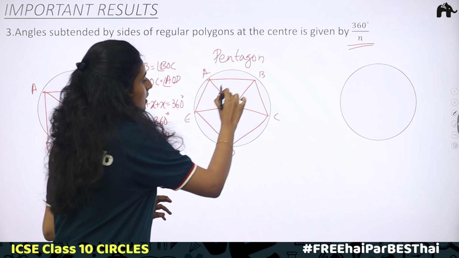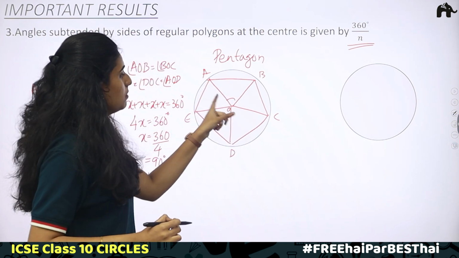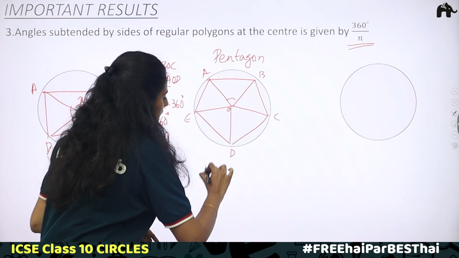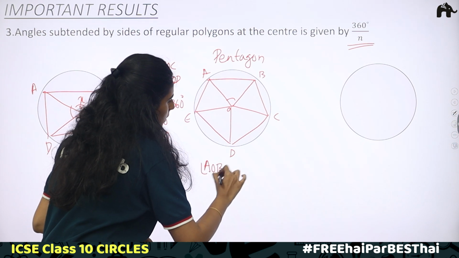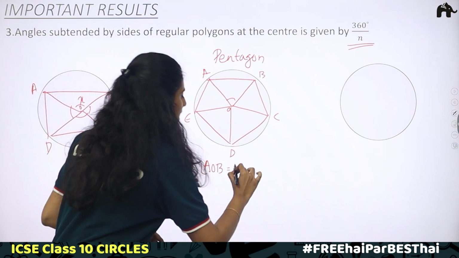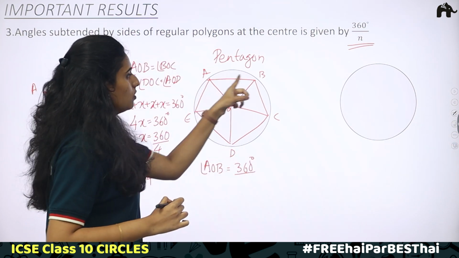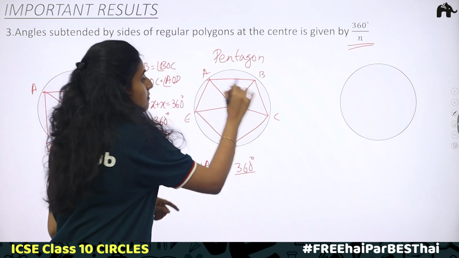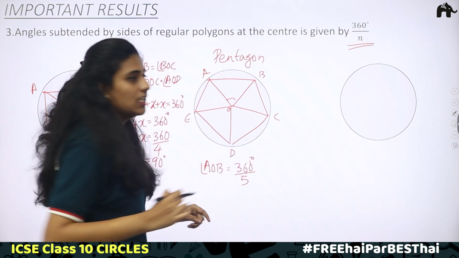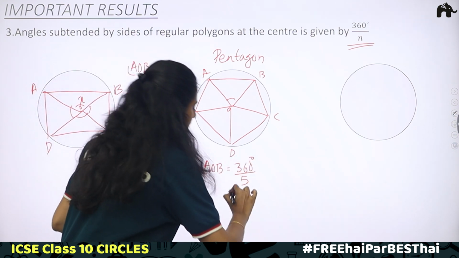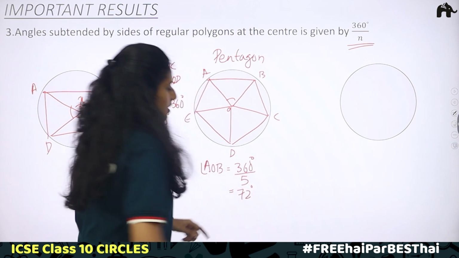Okay. Here, how to find the measure of one angle? That is, if I have to find angle AOB, what do I have to do? Take the 360 degrees and divide by the number of sides. Here, what do we have as the number of sides? We have 5 sides. Therefore, 360 degrees divided by 5, which is equal to 72 degrees.